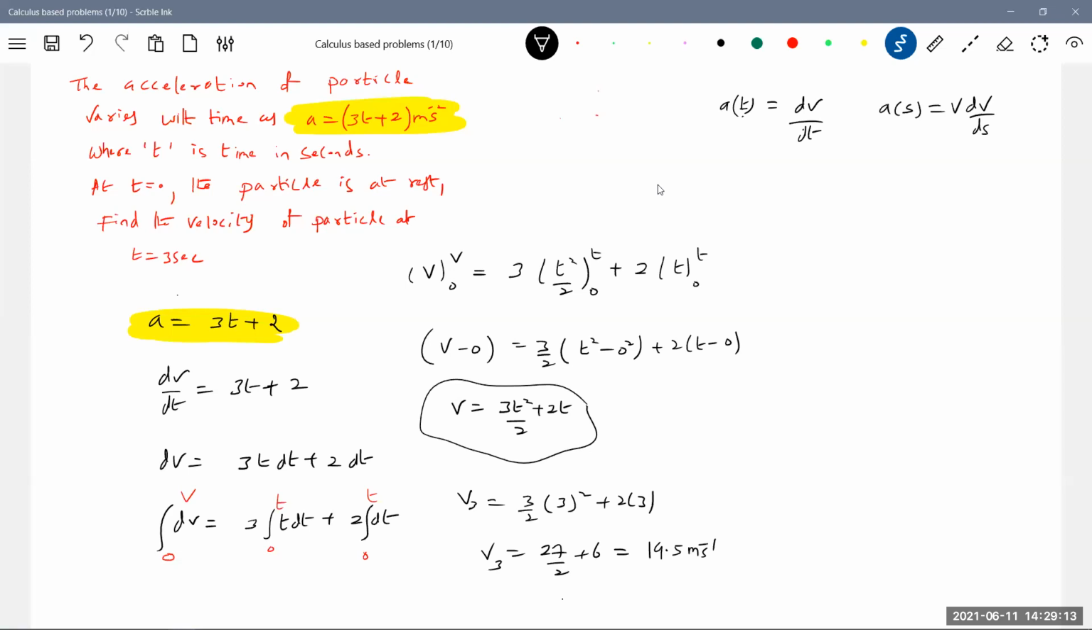What is the core idea? The method is this one. You have to make an observation: is the acceleration a function of time or a function of position? Based on that, the replacement has to be done.